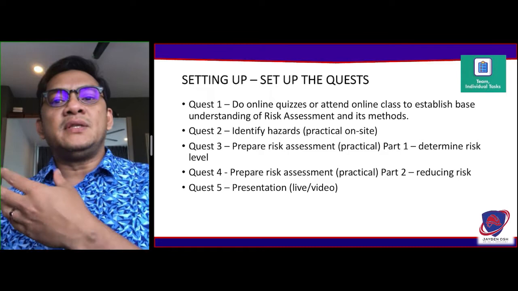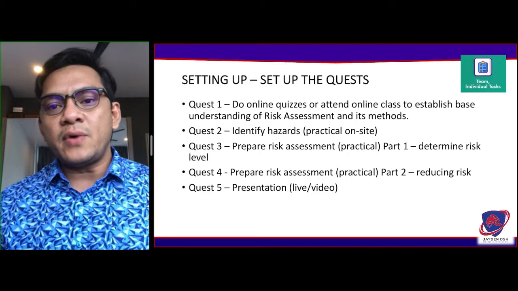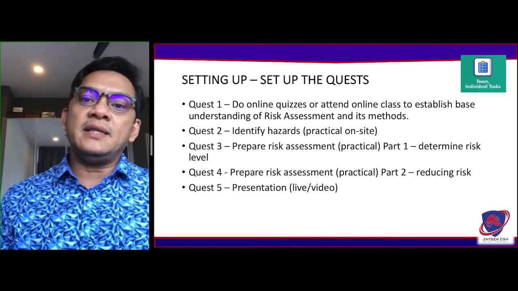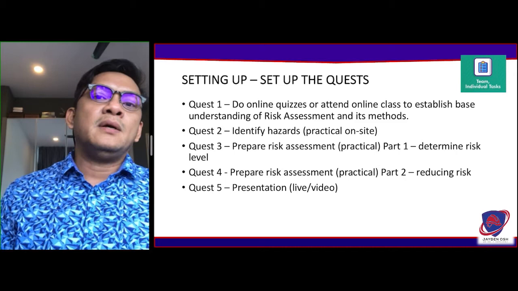So quest 4 involves activities on thinking about additional control measures, barriers or defenses to reduce risk to a lower level. And the last quest would be for presentation. This is to improve the skills of the players to do presentation, either in live, face-to-face presentation, but during MCO, maybe you need to change it to a video presentation.